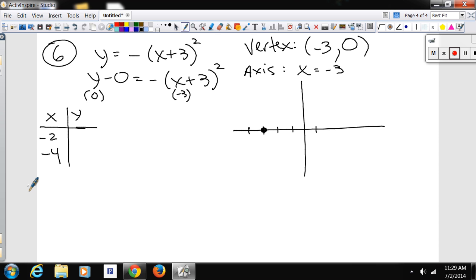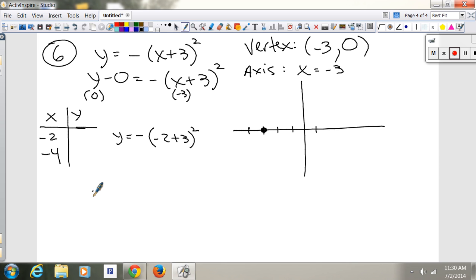So let's go back to our original problem, put in a -2 for x. So you'll have y equals negative parentheses, -2 plus 3 squared. In your head, what is -2 plus 3? What do you get? That's a 1. What's 1 squared? 1. And then you got a negative up front. So you're going to end up with a -1 here. So if you plug in a -2 for x, you get out a -1 for y.